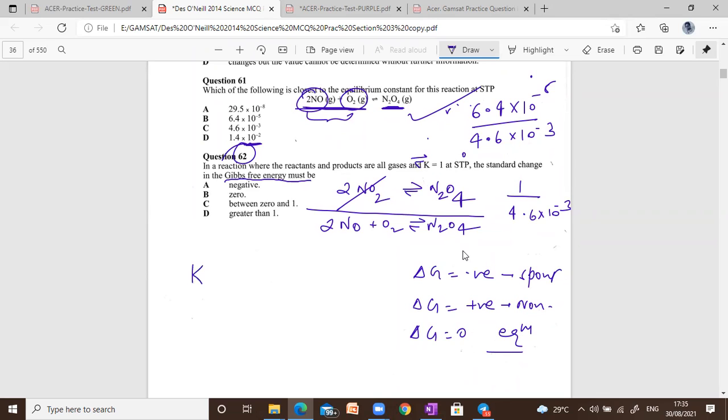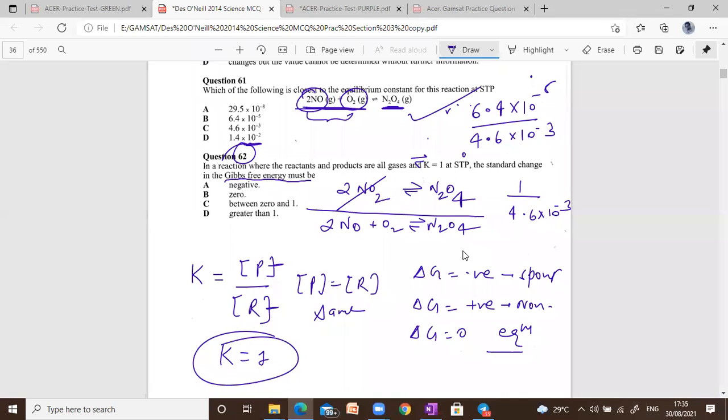If you remember your expression of K, I told you K is the concentration of product upon reactant. Suppose the concentration of product and the concentration of reactant are the same, then you can see K is equal to 1. And you know that it happens at equilibrium. So at equilibrium K becomes 1, and if K becomes 1, delta G at equilibrium will be 0. So this should be 0.